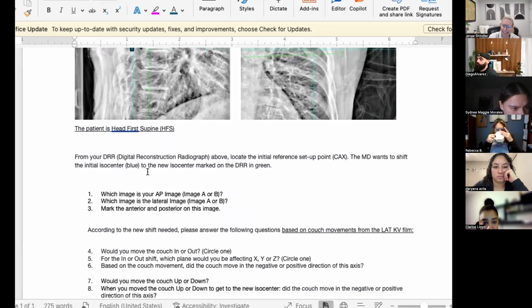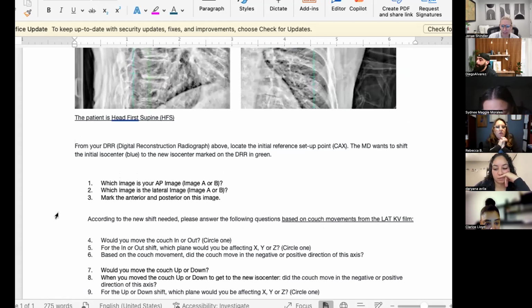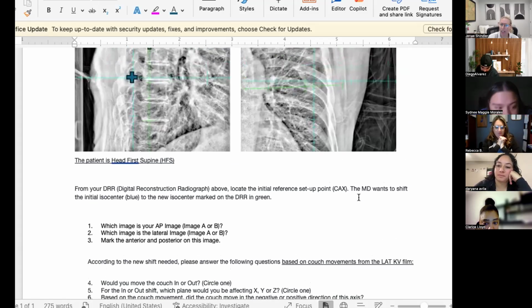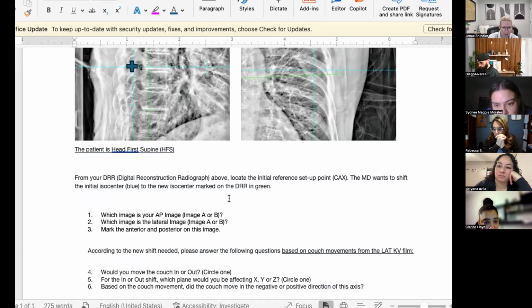So then I just want you to continue to read. According to the new shifts, please answer the following questions based on couch movements from the lateral KV film, which could be different than the AP because these are not KV paired. So just read the instructions. On the lateral film, based on couch movement, so this one right here, would you move the couch in or out?